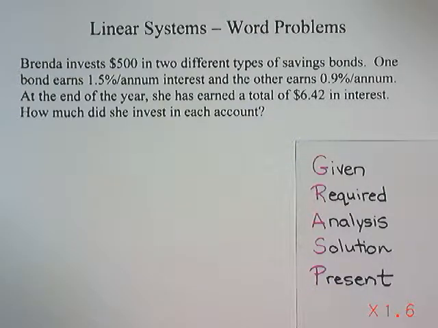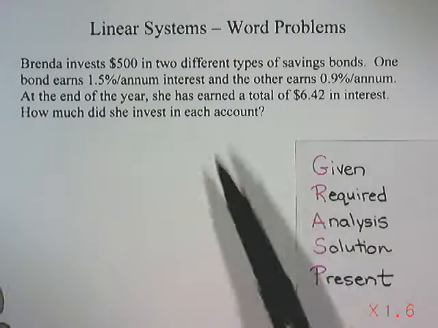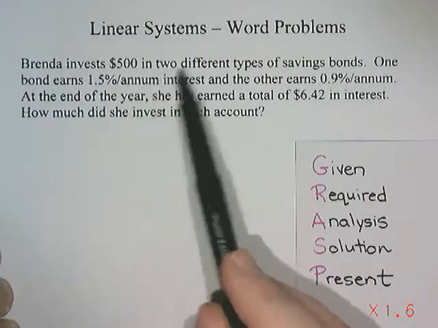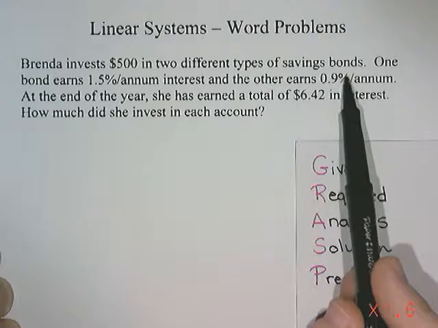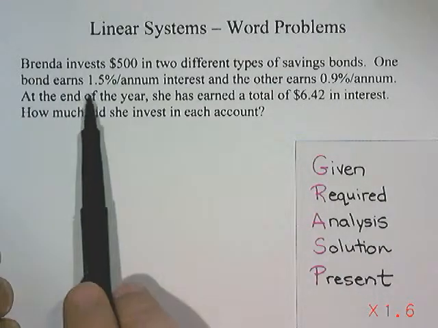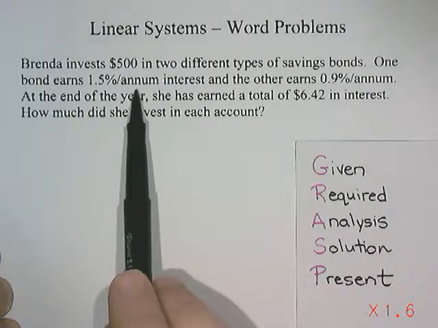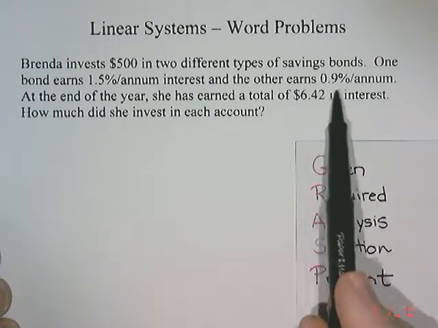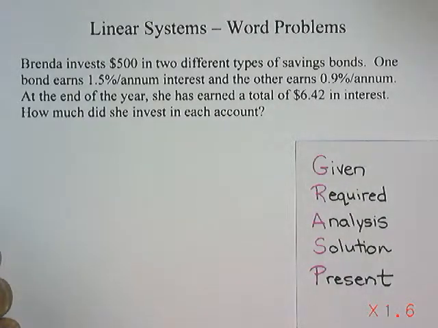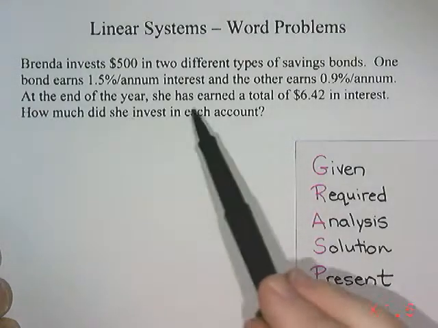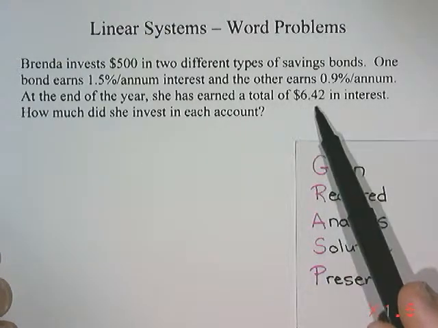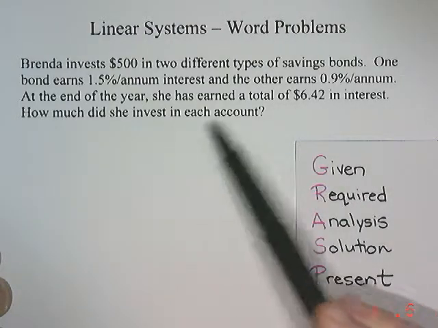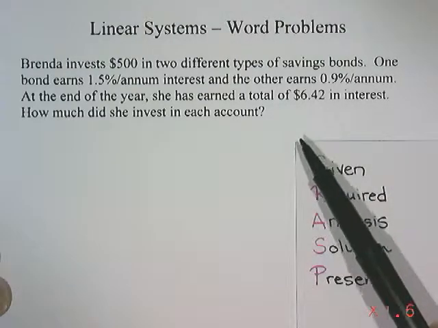Linear systems word problems. Our question says, Brenda invests $500 in 2 different types of savings bonds. One bond earns 1.5% per annum, that means per year, interest, and the other earns 0.9% per annum. At the end of the year, she has earned a total of $6.42 in interest. How much did she invest in each account?